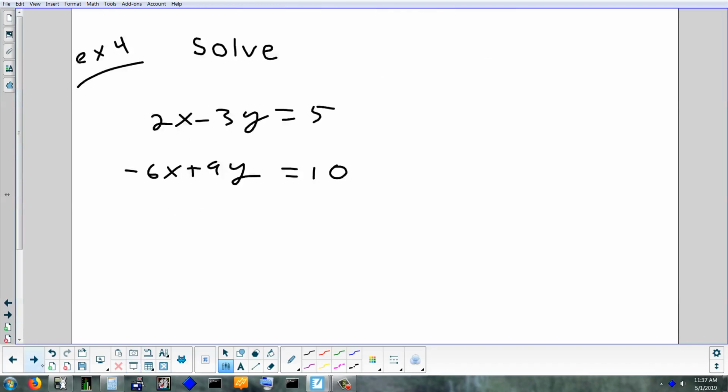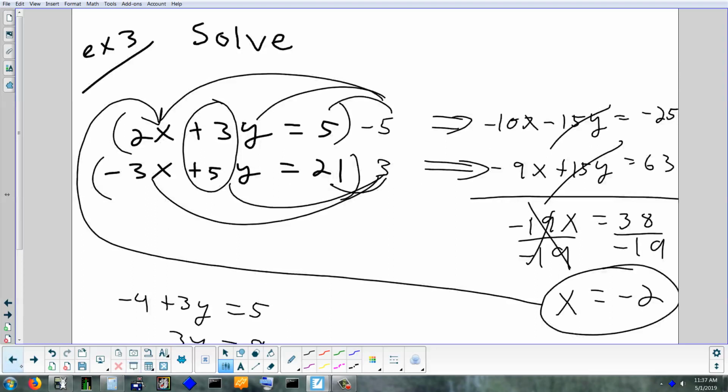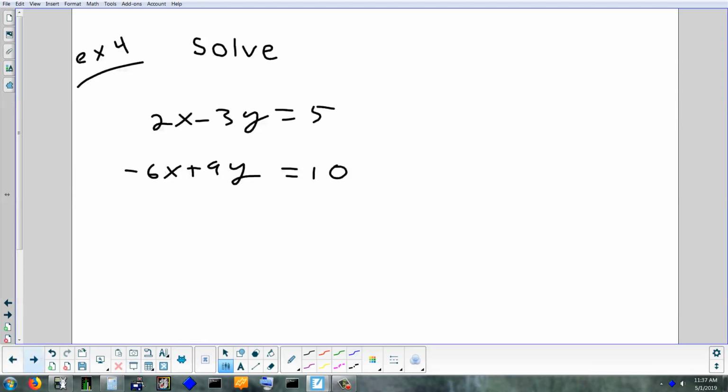So let's look at an example of what happens when we do elimination and one of those things happens. We already know what happens when we get one solution. That's what we did in example 3. So this is either going to be no solution or infinite. First thing I check for when I do elimination: are my x's lined up? Yep. Are my y's lined up? Yeah. Are my numbers lined up? Yes. Everything's lined up.